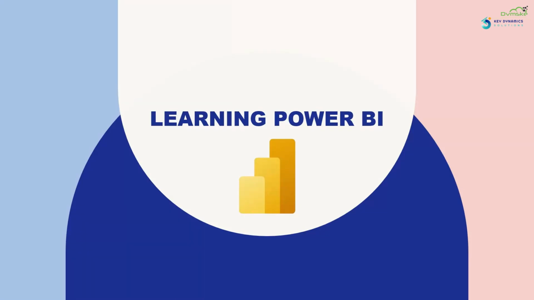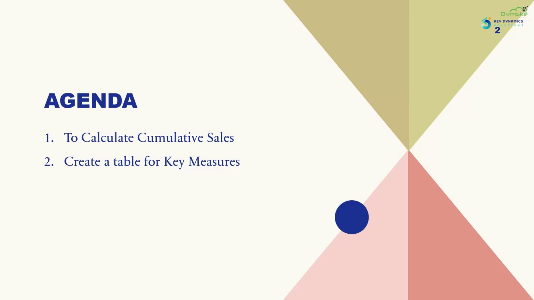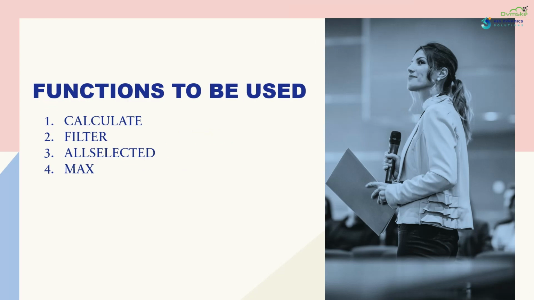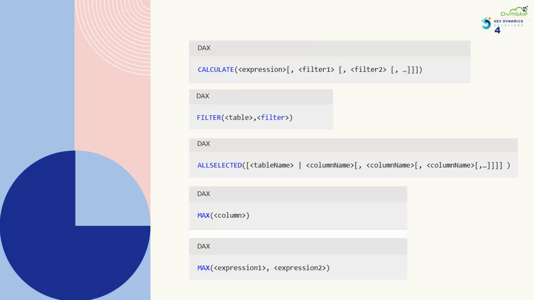In the previous video, we implemented some DAX functions to create visualizations in Power BI. In this video, we will be calculating cumulative sales and we will create a table for key measures. The functions we will be using are CALCULATE, FILTER, ALLSELECTED and MAX. These are the DAX expressions for the following functions. They are CALCULATE, FILTER, ALLSELECTED and MAX. Let's continue.